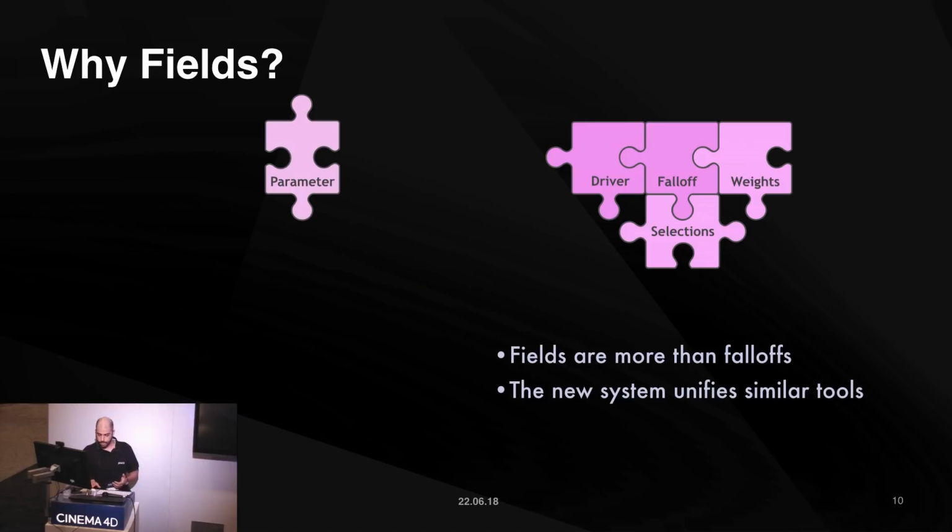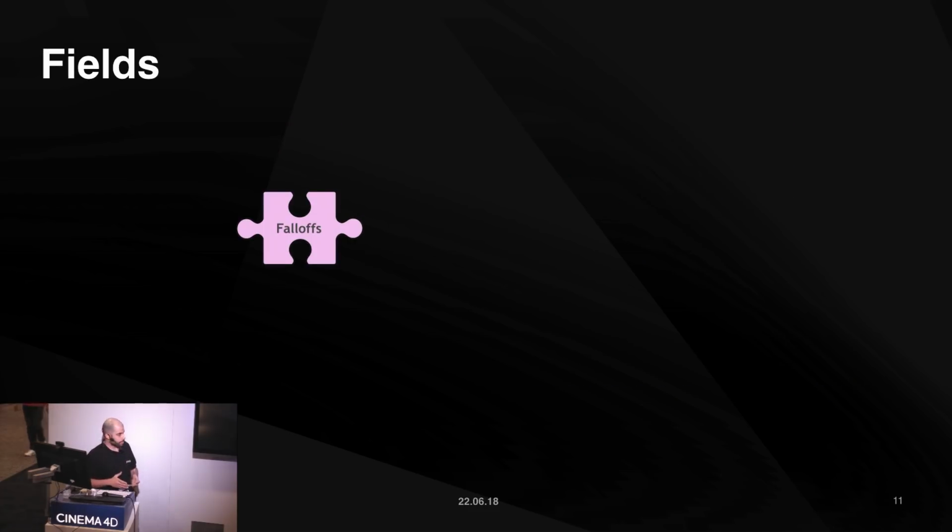We have more tools that affect the strength of your effects, such as the weight maps. You can paint by yourself where you want the effect to be stronger. And the selection tags, you can make selections where you want your effect to take place. So if we take a look at where we started with the Falloff system, this nice system that existed everywhere, we just had the Falloffs.